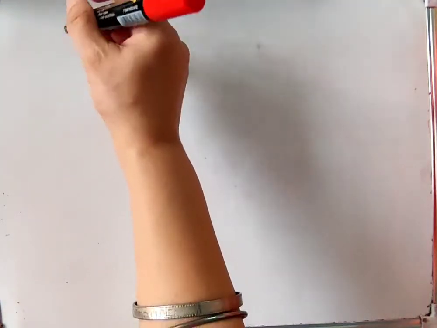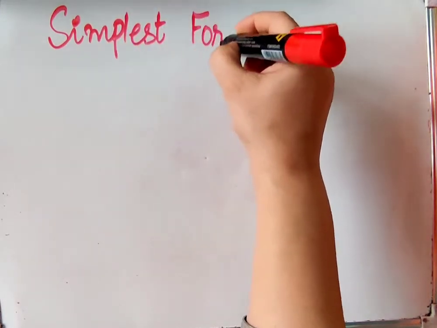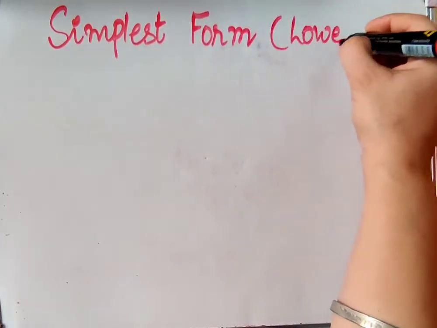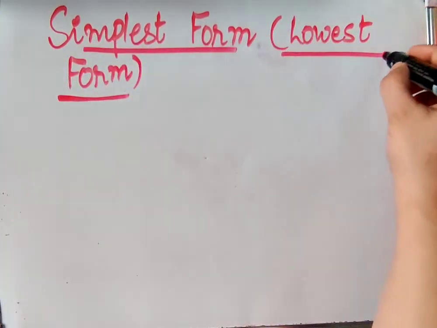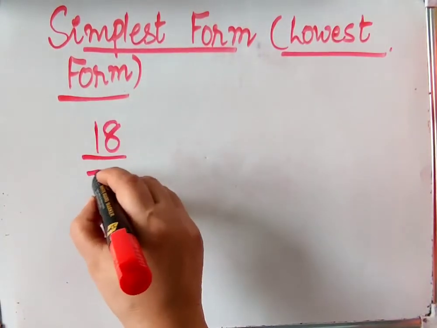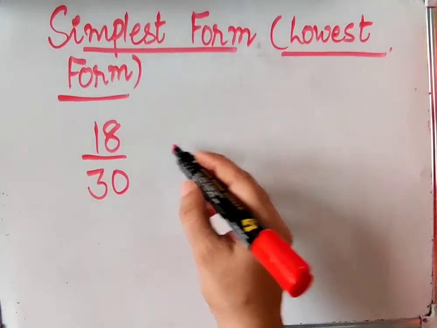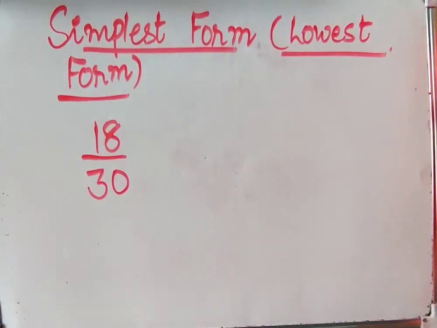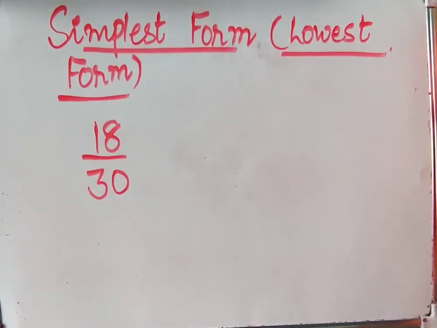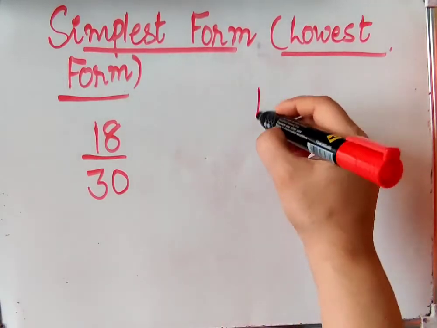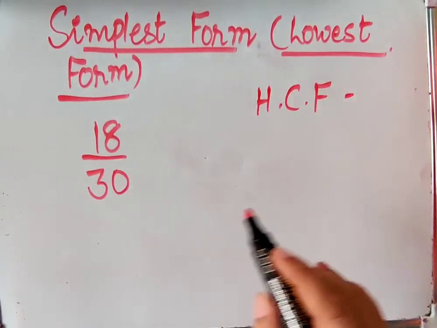The next topic here is the simplest form or the lowest form of a fraction. Suppose 18 by 30 is given to me. The fraction is given to me as 18 by 30 and I have to change it into the lowest form. What I am going to start with is dividing the numerator and the denominator either by their HCF, if I know the highest common factor of both the numbers, or I will start dividing by any common factor.